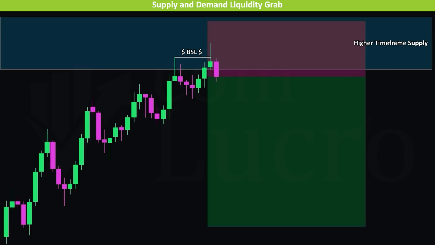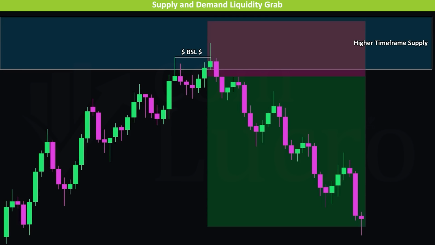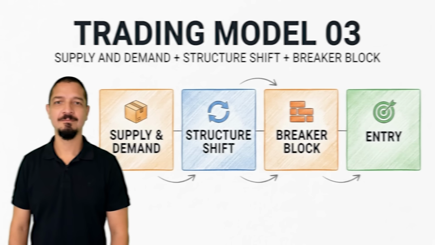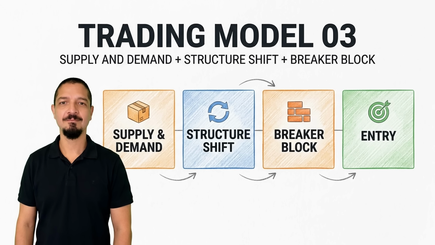And above all, remember that context and patience matter. Focus only on high-quality setups, control your risk carefully, and never force a trade. When you apply these principles consistently, supply and demand trading can become a structured and reliable part of your overall strategy. So far, we have explored how supply and demand zones can be traded using both single and multi-timeframe approaches.